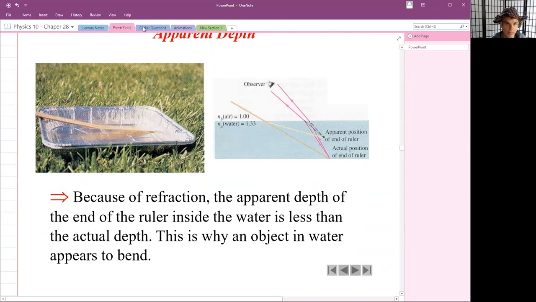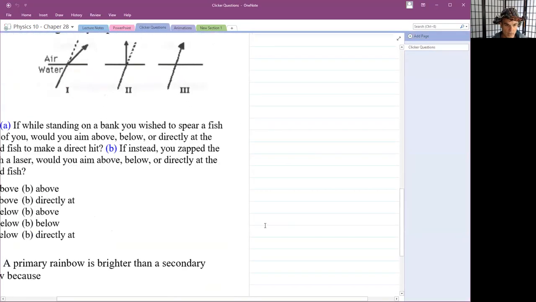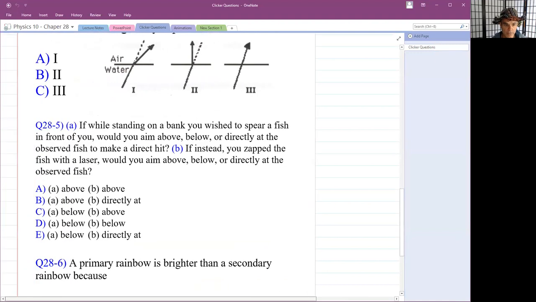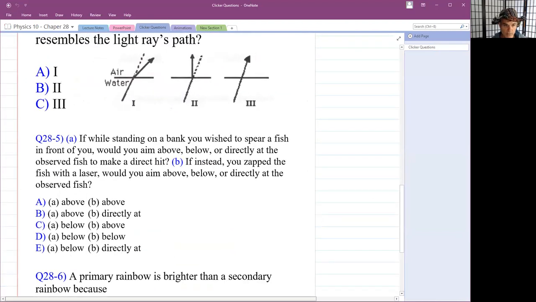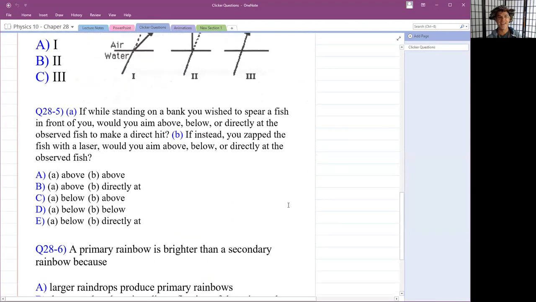So a little interesting point about this, and this could one day save your life. I actually was hoping to use this on Survivor if I ever got on it. But here's the last thing we're going to do today, this question. Question 28.5. It says, if while standing on a bank you wish to spear a fish in front of you, would you aim above, below, or directly at the observed fish to make a direct hit? If instead you zap the fish with a laser, would you aim above, below, or directly at the observed fish?